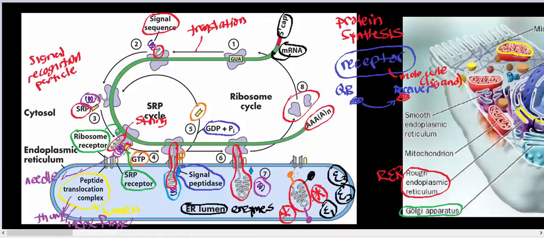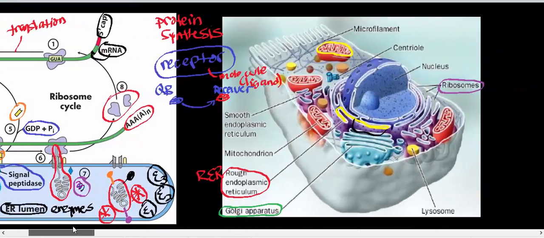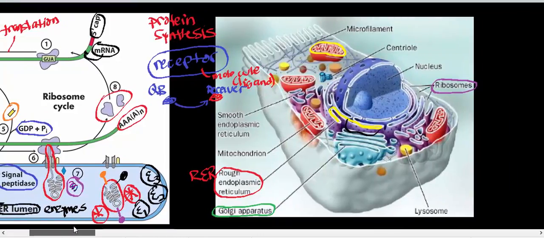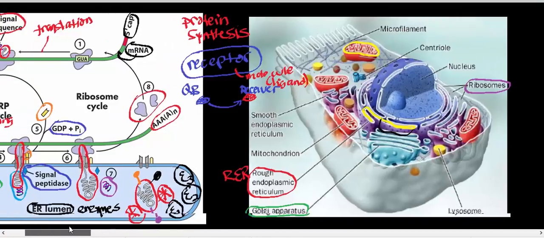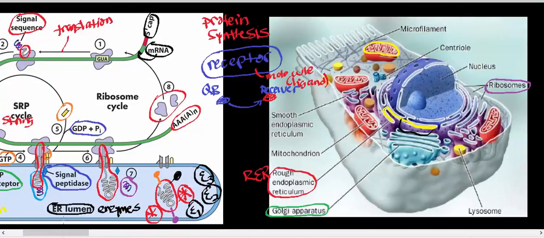But the main idea that I just want you to understand is there are enzymes in the rough ER lumen that process the protein further, and that modifies the protein and gets it more activated. Now, what happens to the protein from there once it's been modified in the rough ER lumen? Well, from there, it's going to go to the Golgi apparatus.